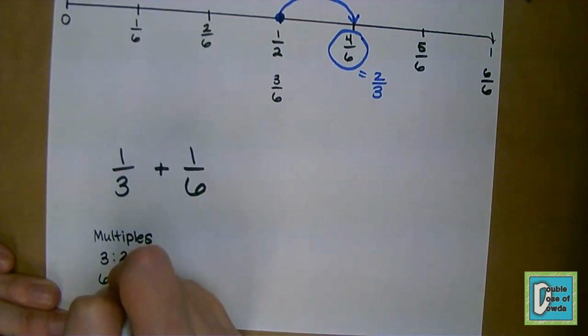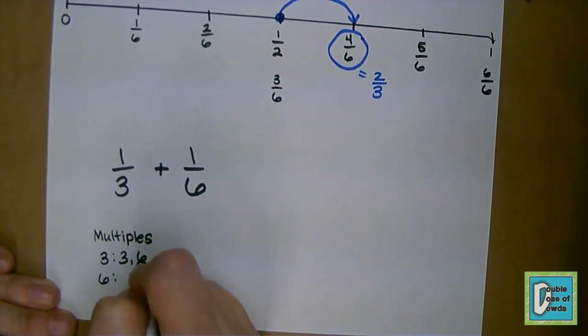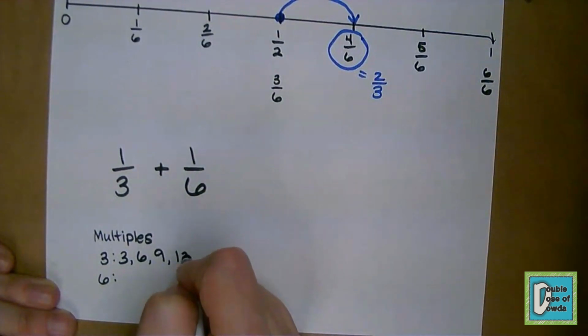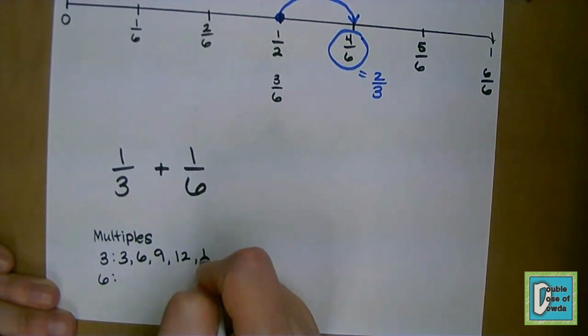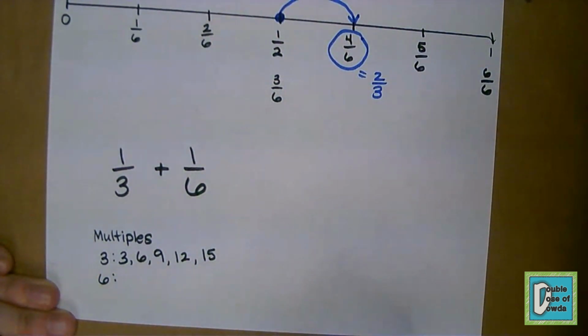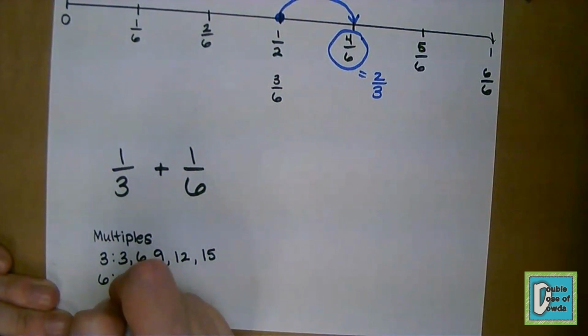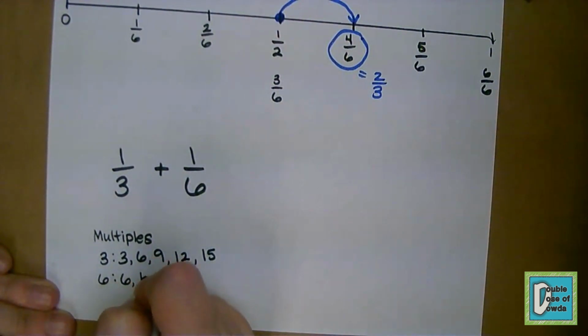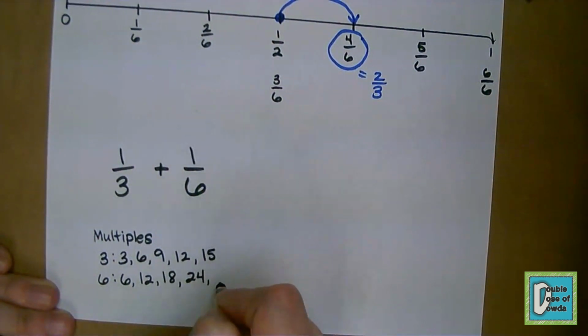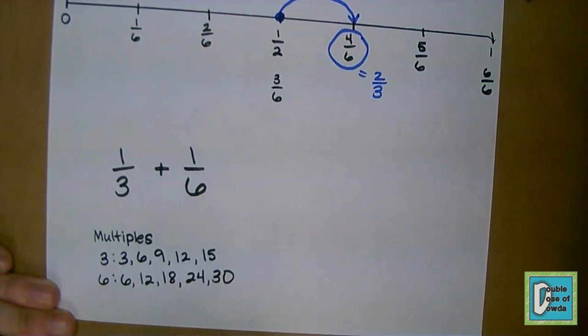So I'm going to list the multiples of 3, and I'm going to show them how to do this. 1 times 3 is 3. 2 times 3 is 6. 3 times 3 is 9. 4 times 3 is 12. 5 times 3 is 15. And I'll tell them, do a few, because we don't want to have to do too many. So we'll just do a few at a time. So then we'll do the sixes. And so the multiples of 6 are 6, 12, 18, 24, 30. So I listed the first few there.